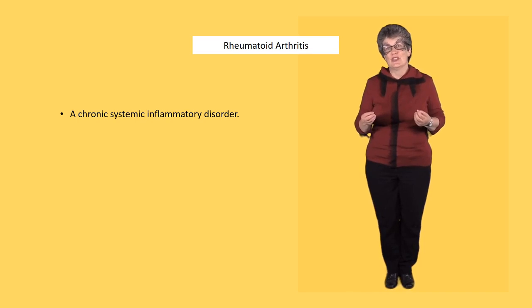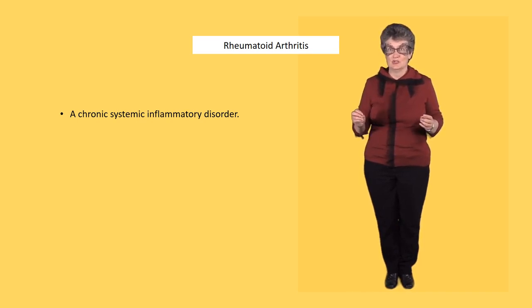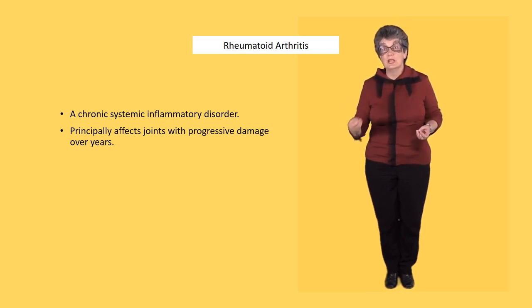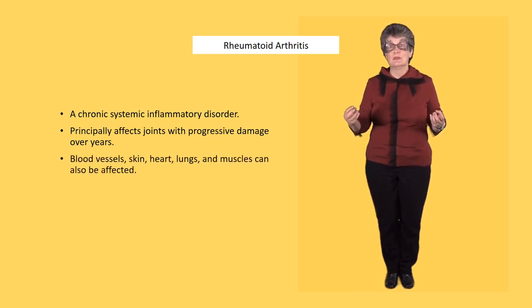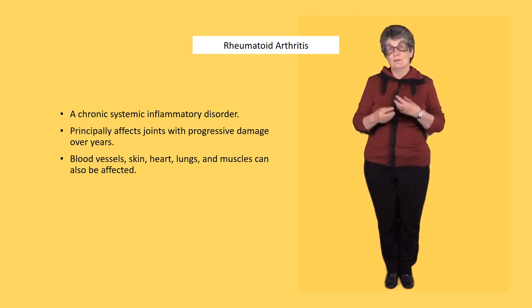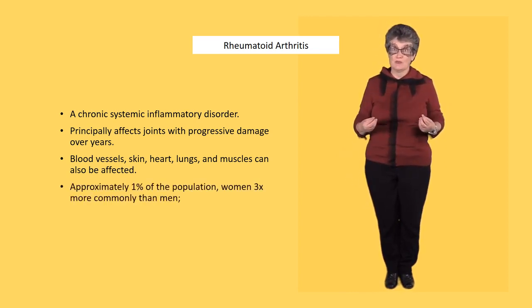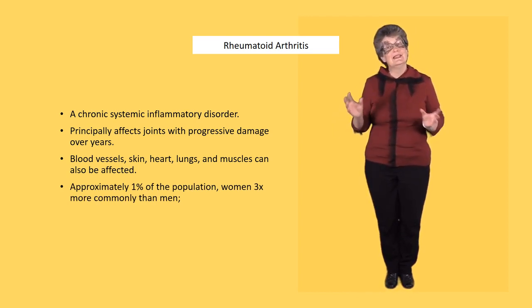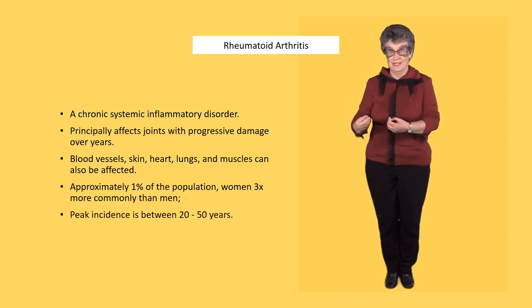While rheumatoid arthritis principally affects the joints with progressive damage over years, it also can affect the blood vessels, skin, heart and lungs, together with the muscles, because it's a systemic disorder. About 1% of the population will get rheumatoid arthritis, and it's much more common in women, starting in their midlife years between the ages of 20 and 50.